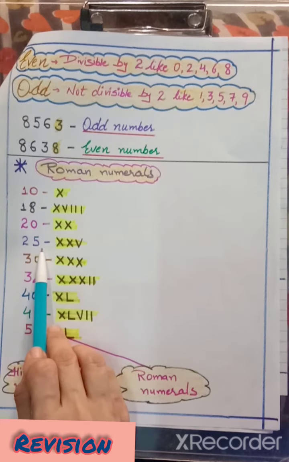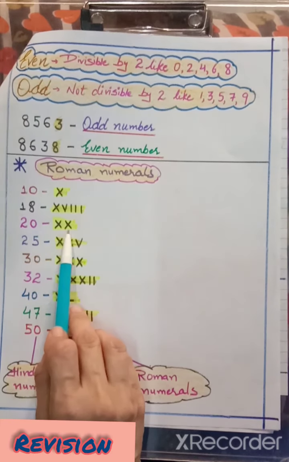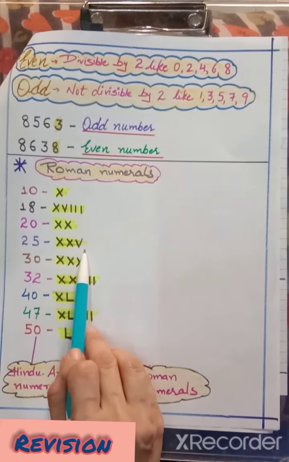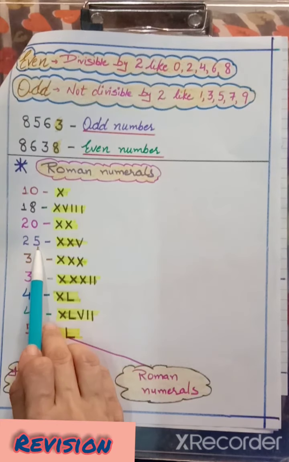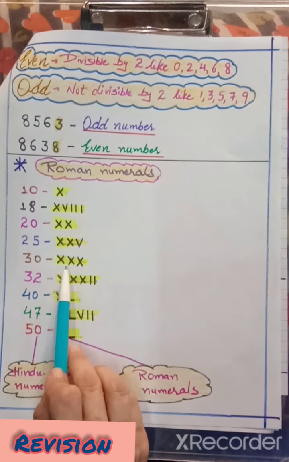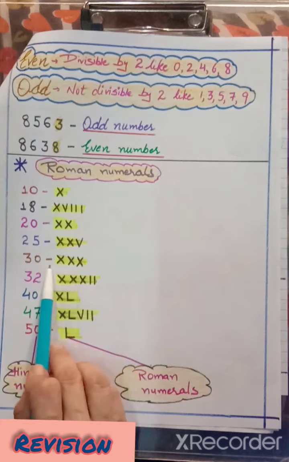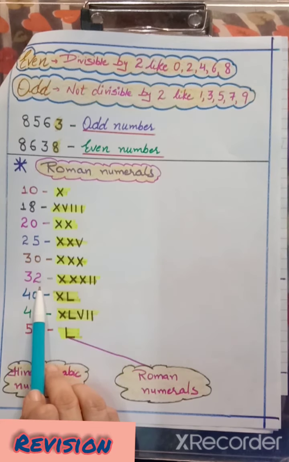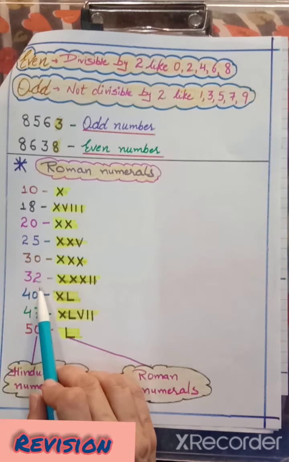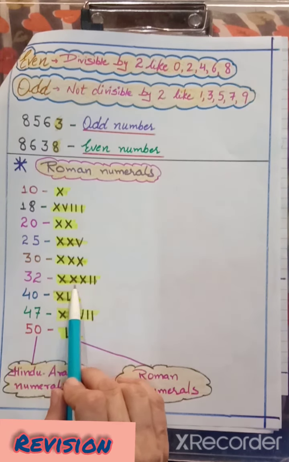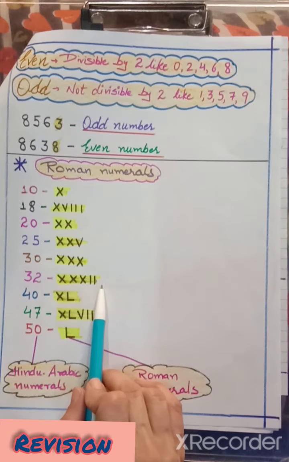Next is 25. 20 plus 5. For 20 we have written XX and for 5, V. That is XXV, which is 25. Next is 30. XXX, because a maximum of 3 times we can repeat it. Next is 32. For 32, first of all we make the expanded form, 30 plus 2. For 30 we write XXX and for 2, II.